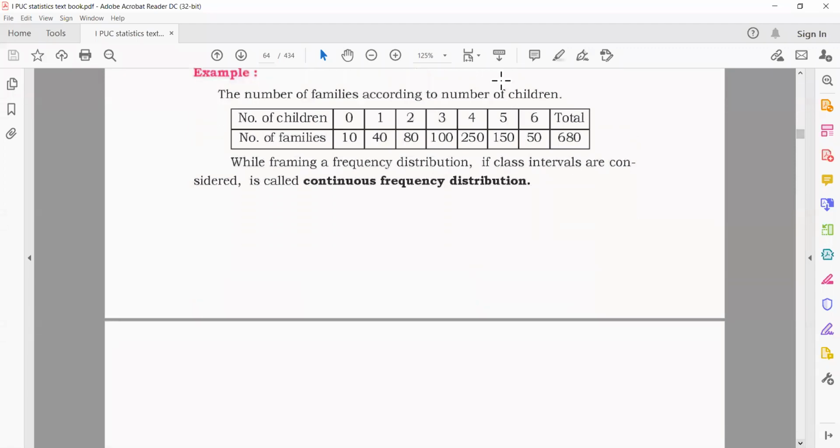Here you are categorizing the families. So you extract family data, and along with the families you have obtained the number of children. You are visiting every household and recording how many children are there. So you have totally visited 680 houses in that locality.